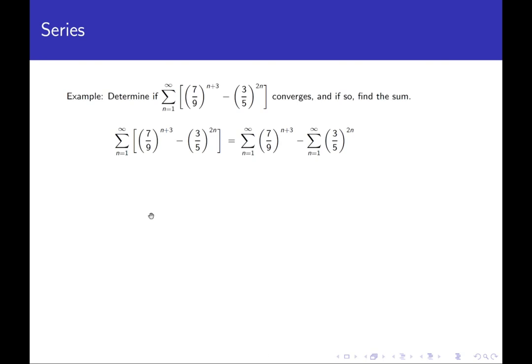But notice that we can kind of see what the r values are here, right? We see the 7/9. This one we see a 3/5, and we're going to end up squaring it with that 2 there. So I think we're okay as far as converging goes. It looks like those r values have absolute values less than 1.